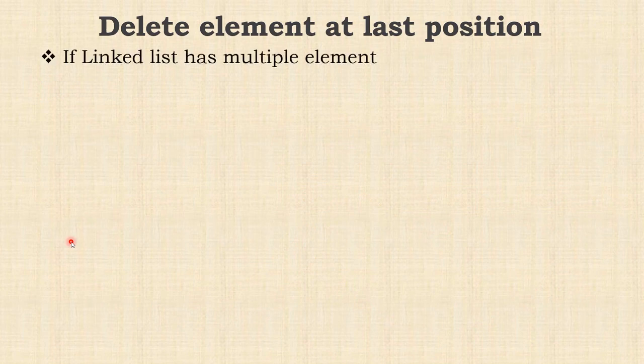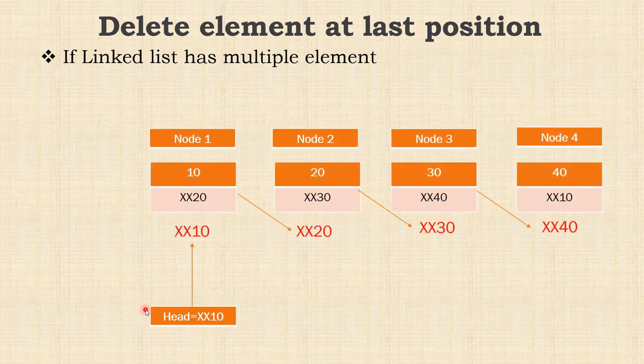Now how can we delete at the last position? So we are going to delete from the last position. How can we do it? If the linked list has multiple elements, then how can we delete from the last position? Head is pointing to xx10. That means the linked list has multiple elements, some elements are available inside the linked list.